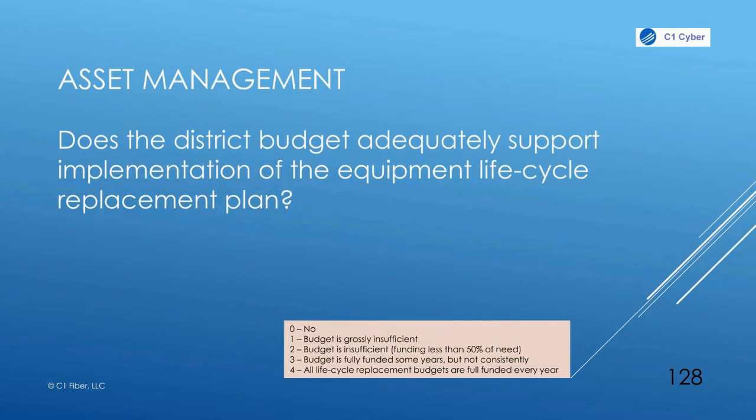Does the district budget adequately support implementation of the equipment lifecycle replacement plan? Score 0 if lifecycle replacement is not part of the budget. Score 1 if your organization considers lifecycle replacement in the budget, but the allocation is grossly insufficient. Score 2 if the budget for lifecycle replacement is typically insufficient.